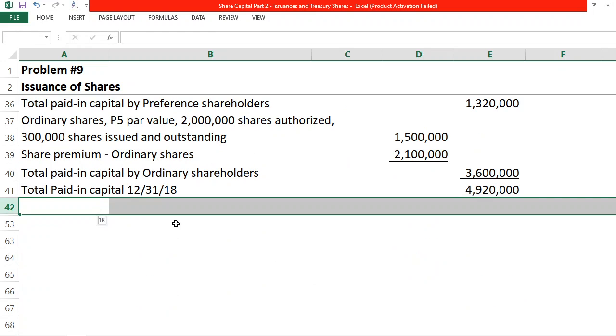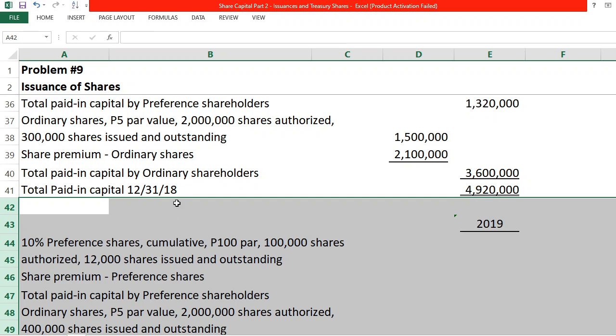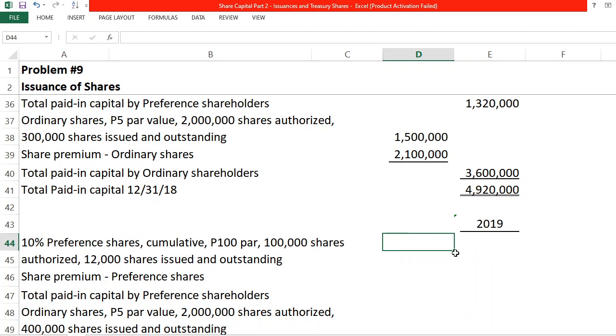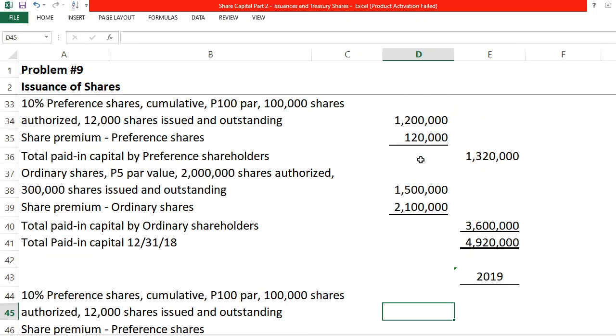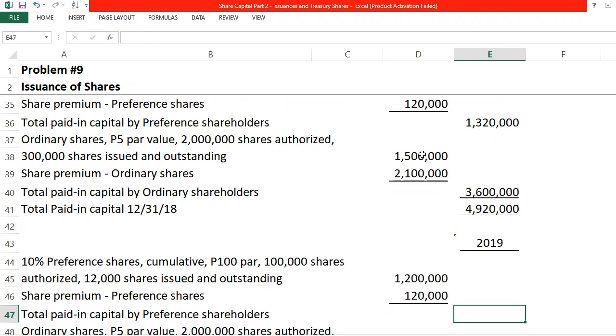Now, let's proceed to our shareholders' capital for 2019. Again, we will begin with the preference shares. This time it is also just one transaction, the same as before. So, 1,200 and 120. Again, that's a total of 1,320 million.